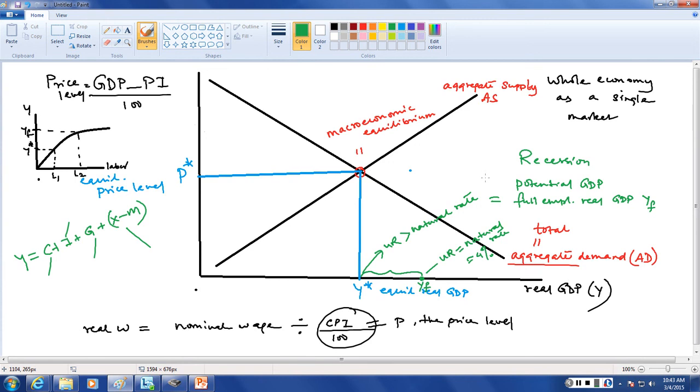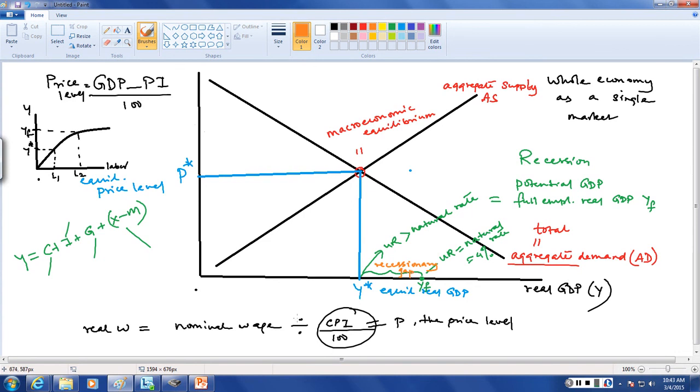In other words, this is an economy in recession. Correct? Remember, cyclical unemployment is unemployment that changes according to the business cycle. When the business cycle dips, when the economy enters a recession, that's when cyclical unemployment rises. Correct? So this gap here between Y star and YF, we can now give a name to. This is called a recessionary gap.